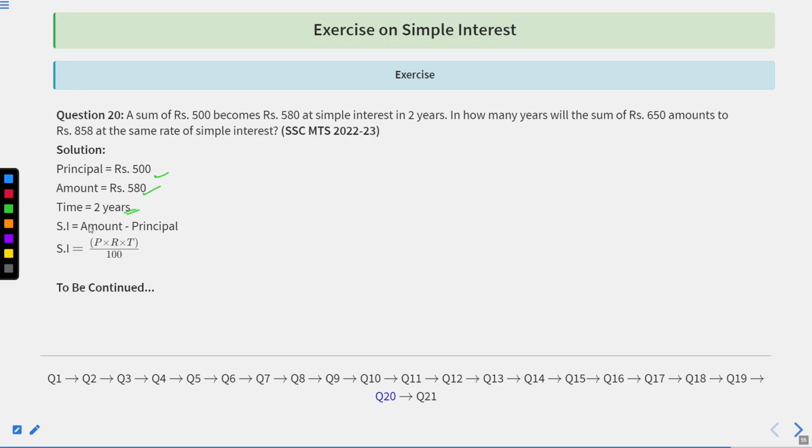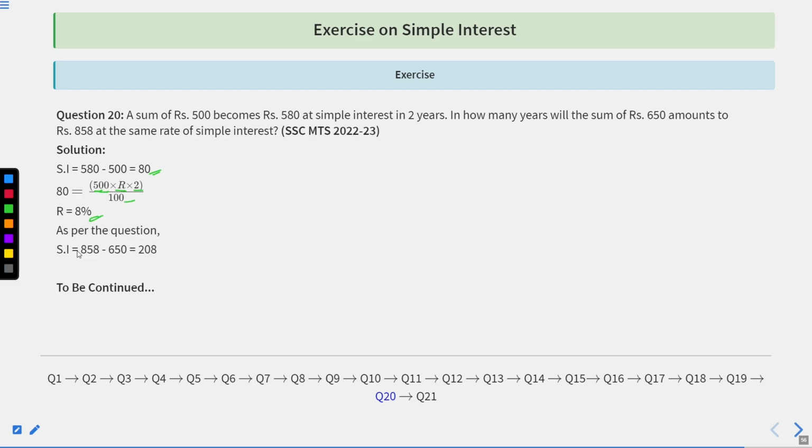The simple interest is equal to amount minus principal. So the simple interest will be PRT upon 100. So simple interest is equal to 580 minus 500, that is 80. So 80 is equal to PRT upon 100. So it will be 500 into R into 2 upon 100. So R is equal to 8%.